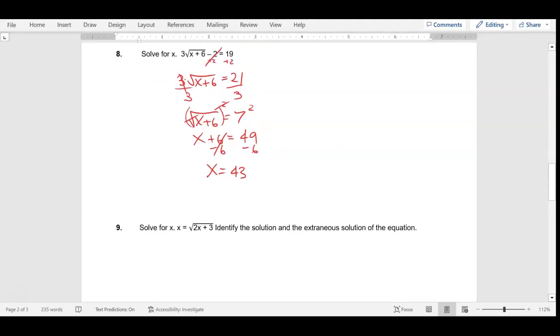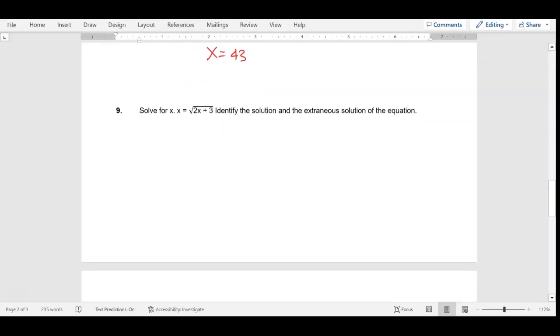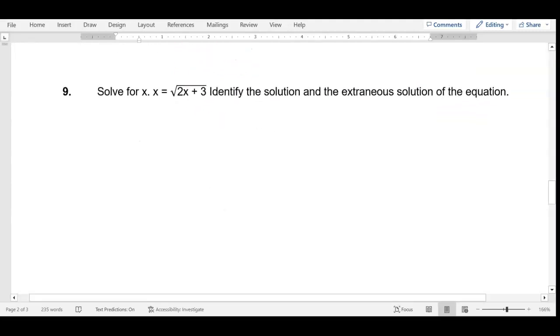Number 9. Solve for x. x equals the square root of 2x plus 3. Identify the solution and the extraneous solution of the equation. Okay, all right, this will take a little bit.